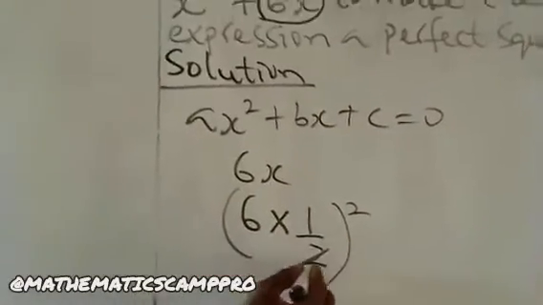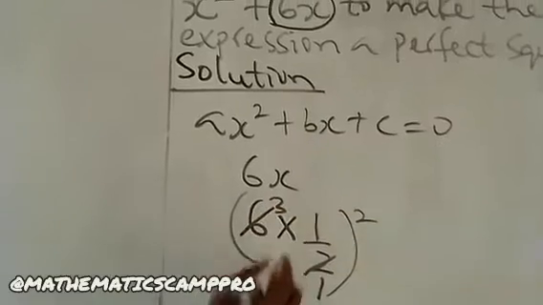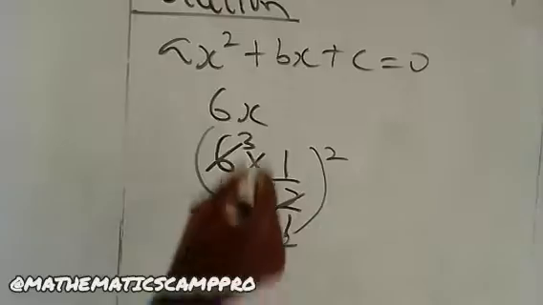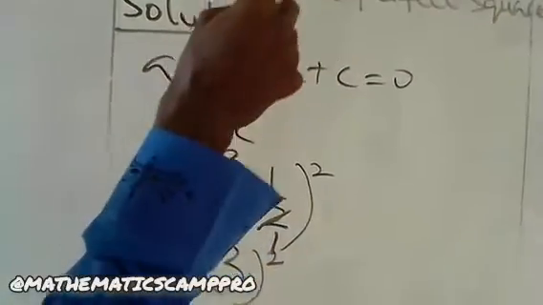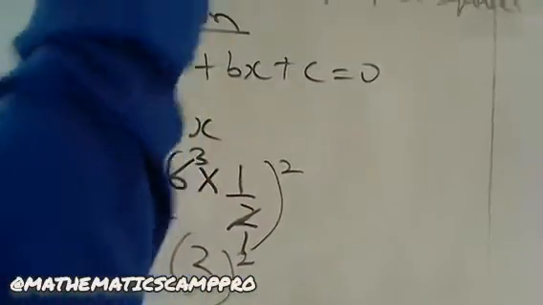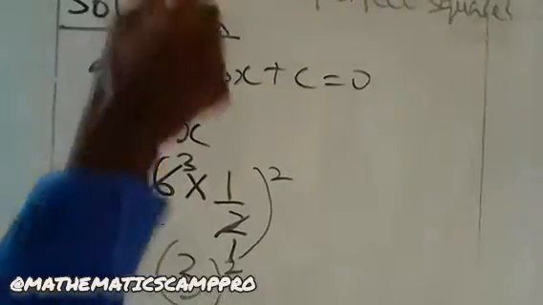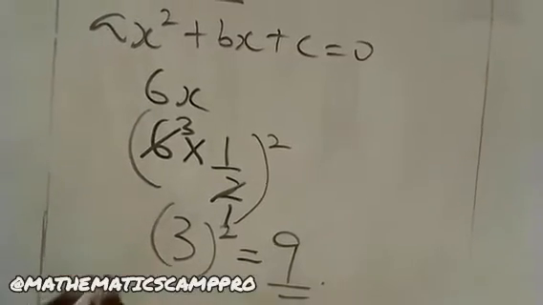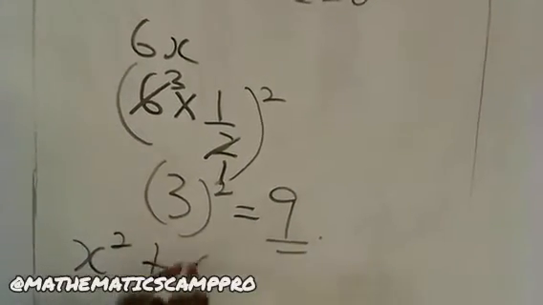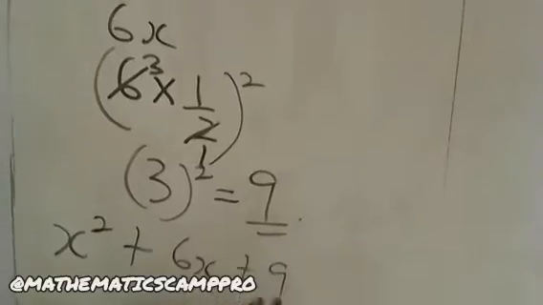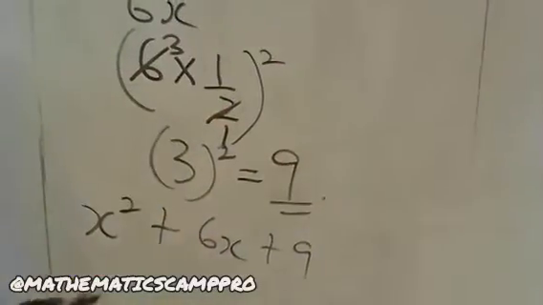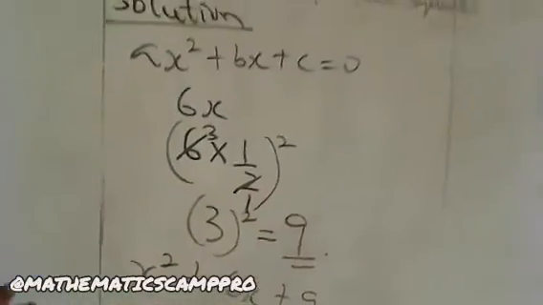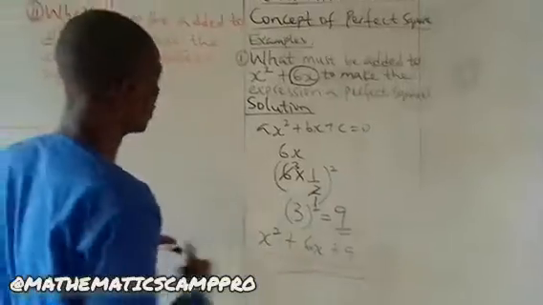6, 2 here 1, 2 here 3. Now we have 3 squared. What are you going to add to make this a perfect square? X squared plus 6x is going to be 9. It's now going to be x squared plus 6x plus 9. It will make it a perfect square. Viewers at home, I hope this example 1 has been justified by solving it.